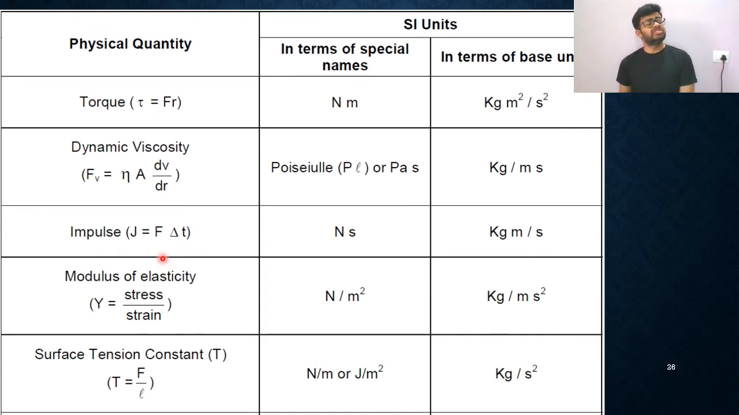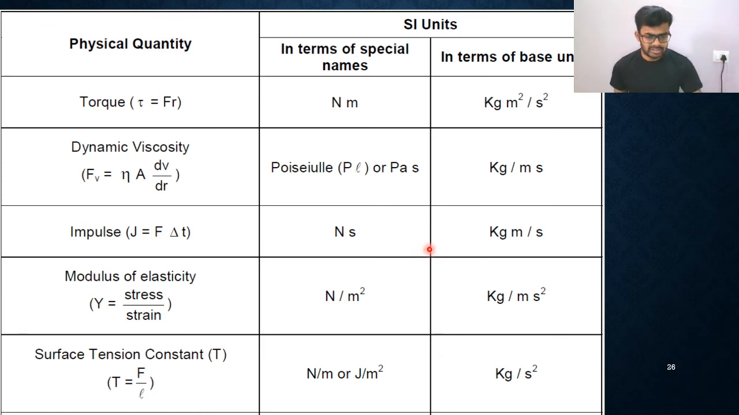Impulse is just the change in momentum. Momentum is mass into velocity, so the unit is kg meter per second. Newton second you can also say. Next, modulus of elasticity. You will learn this in the elasticity chapter; as the chapters come, you will learn all these quantities. Its unit is Newton per meter square. How? Because Young's modulus or coefficient of elasticity is given by stress by strain.